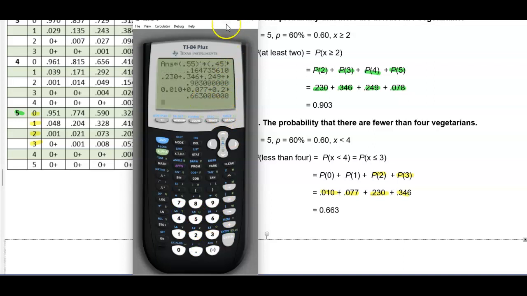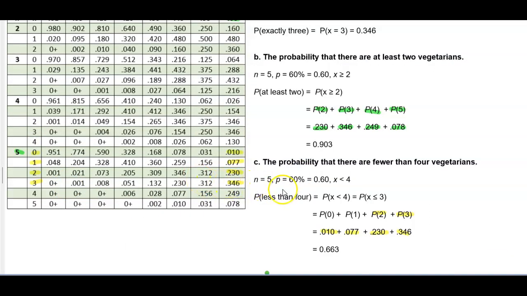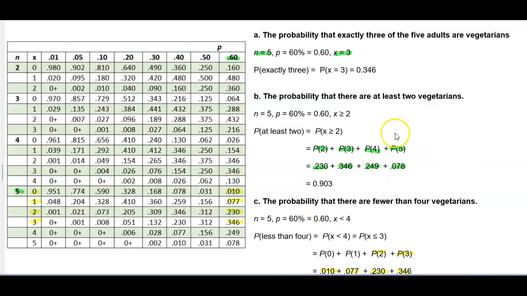Now keep in mind here that what allowed us to use this was the fact that n was equal to 5 and p was equal to 0.60. You may get a problem where n is equal to 4 and the probability is 0.30. So you just need to make sure you pay attention to what they're asking in that question.